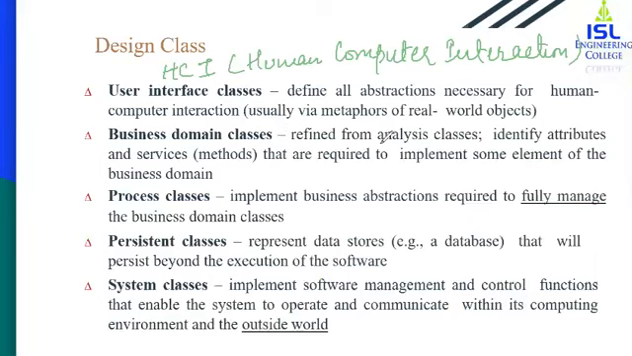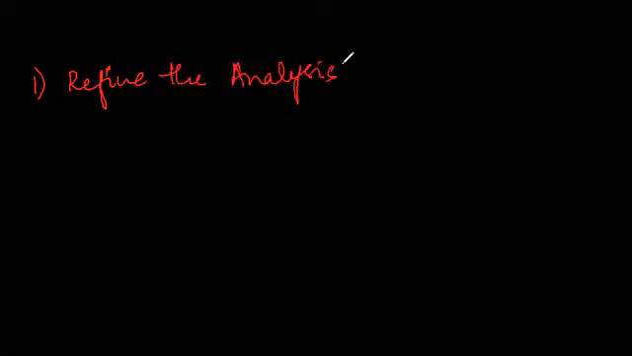Then the next one is business domain classes. Within the business domain classes, it is going to refine the analysis classes. Whenever you're developing the design classes, 2 things might happen. You are either going to refine the analysis class. Refining means, as we just studied, refinement is giving more and more detail to the particular software. You're going to refine the analysis class by giving specific design details.